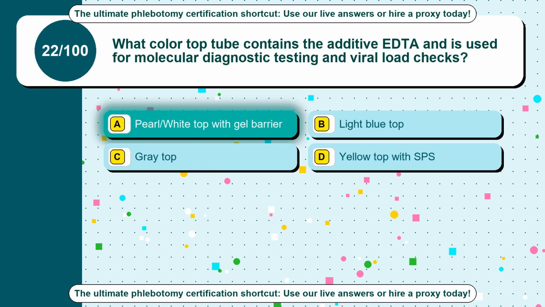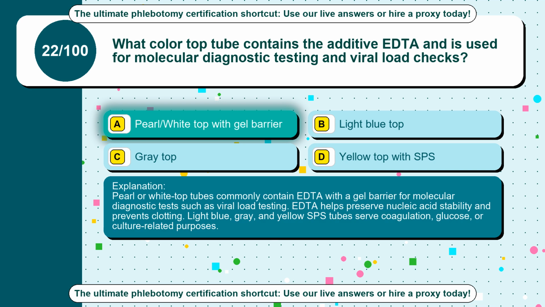The correct answer is option A, PAL/white top with gel barrier. PAL or white top tubes commonly contain EDTA with a gel barrier for molecular diagnostic tests such as viral load testing. EDTA helps preserve nucleic acid stability and prevents clotting. Light blue, gray, and yellow SPS tubes serve coagulation, glucose, or culture-related purposes.